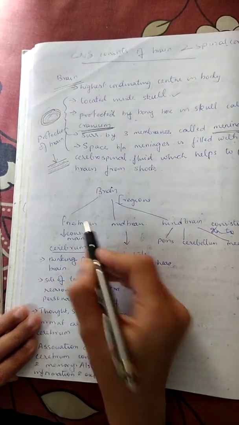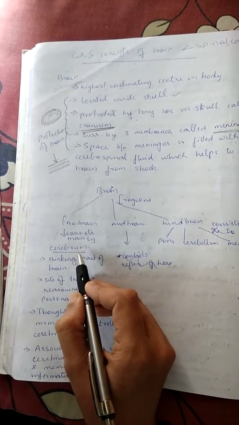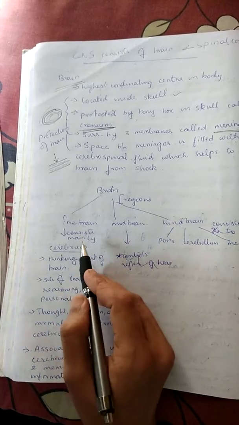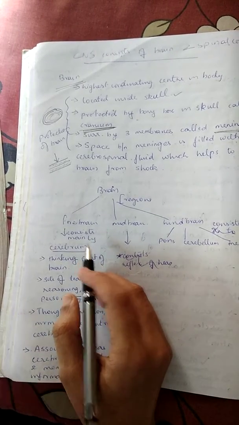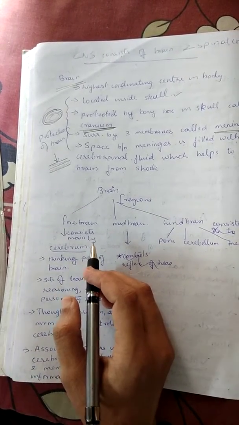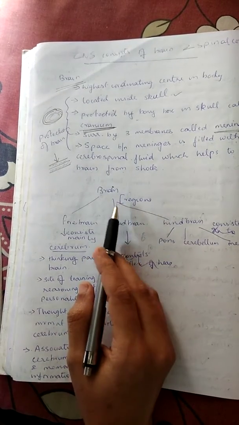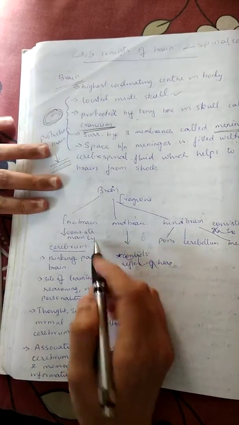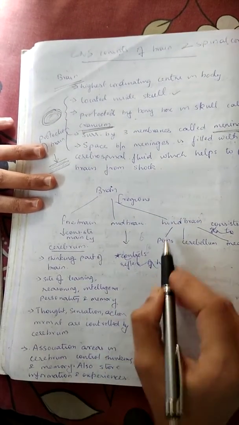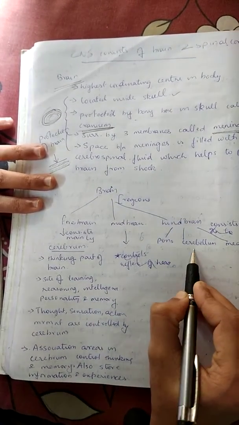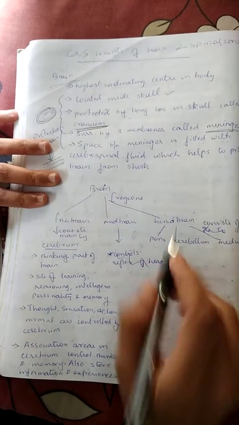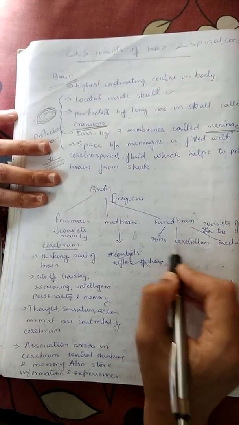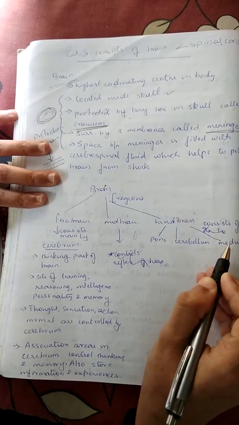Now, the forebrain mainly consists of the cerebrum. The cerebrum is one of the most important areas. The midbrain is not divided further, but the hindbrain is further divided into pons, cerebellum, and medulla.